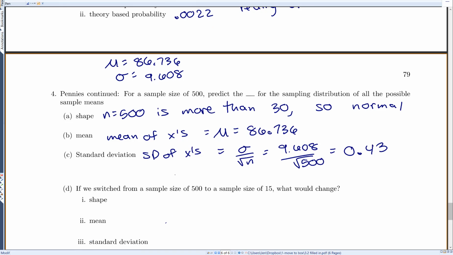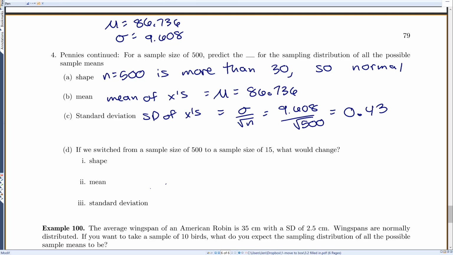Let's see, what if we switch from a sample size of 500 to a sample size of 15? So what would change? Let's think about it this way. If we're at 500, I might need to make that skinnier. Let's say this is what we found for 500. If I wanted to imagine what it would look like for 15, it would have to be much more spread out, right? Bigger sample sizes have a smaller standard deviation, so smaller sample sizes have to have a bigger standard deviation. What about the shape though? 15 is less than 30.